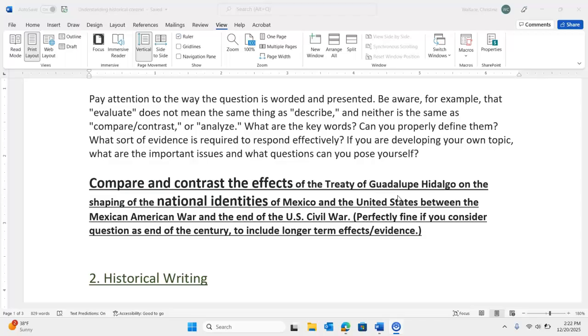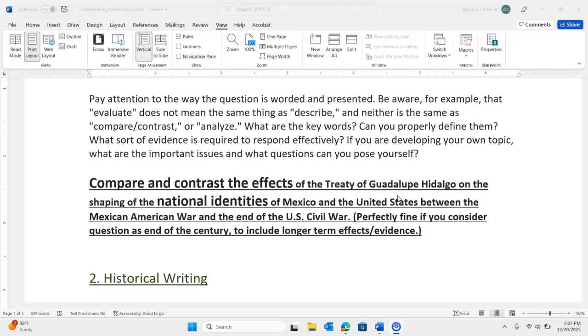So when you're thinking about national identities, you're almost looking at the status of the countries, the way they may see themselves relative to the past, or the way in which they may see themselves relative to other countries. You can connect things like the Monroe Doctrine to this.